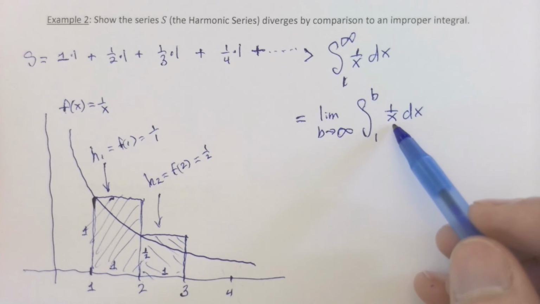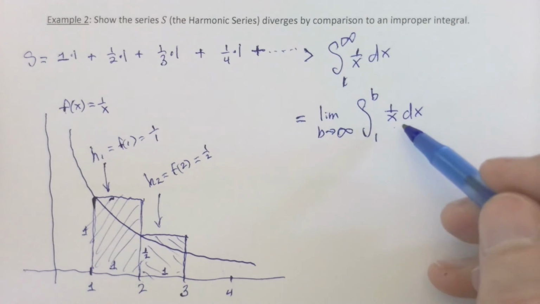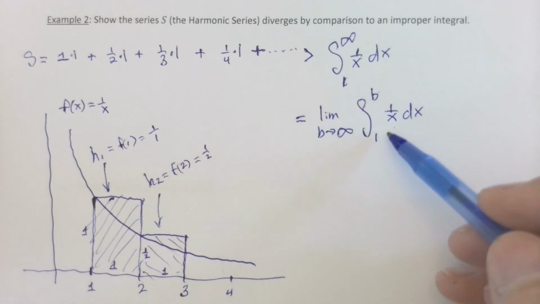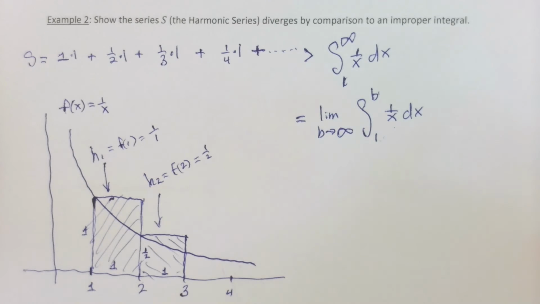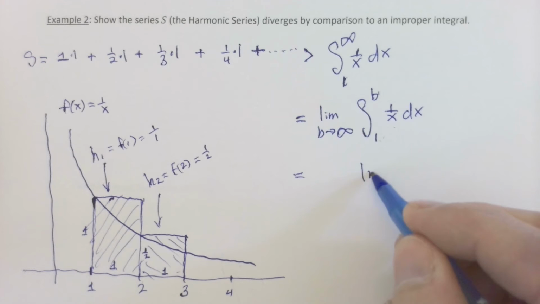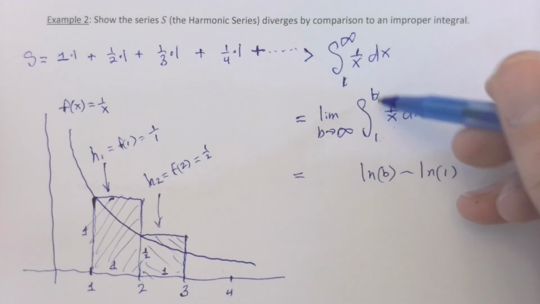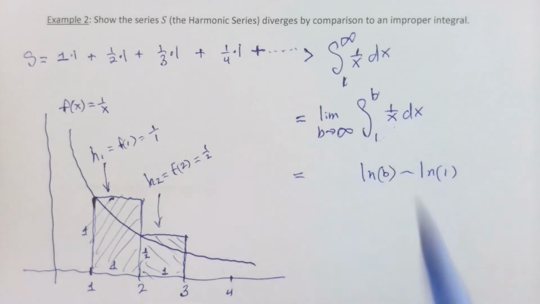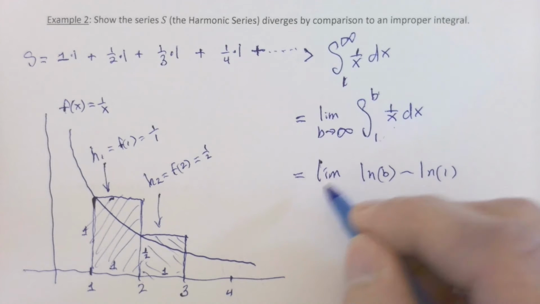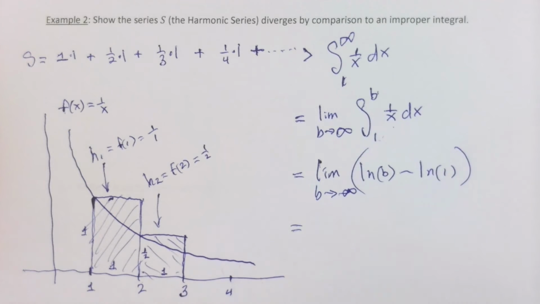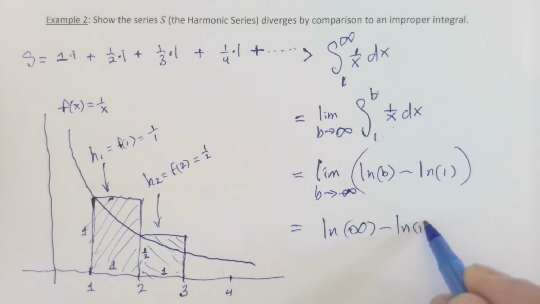For positive values of x, that's just natural log of x. I won't worry about the absolute value. So the antiderivative here is natural log, and by the fundamental theorem, I'm going to plug the b and the 1 into the natural log. And so that would look like natural log b minus natural log 1. The upper and lower integration limits plugged into the antiderivative of 1 over x. Then you just have to take the limit as b goes to infinity. Like that. Well, it should be pretty clear. This is the natural log of infinity minus the natural log of 1, which is infinity minus 0, which is infinite.